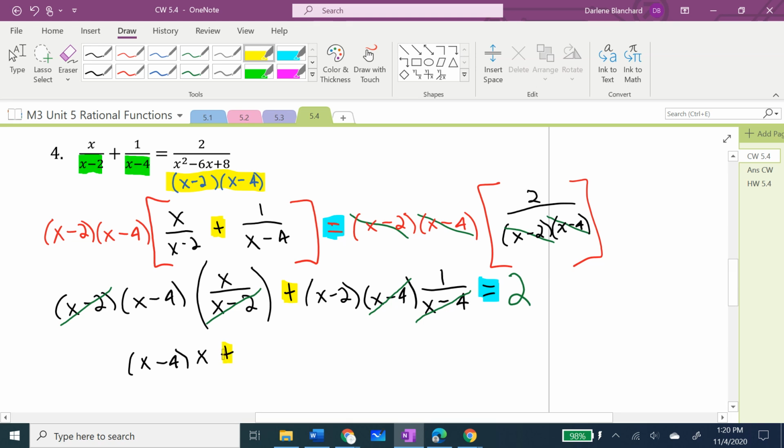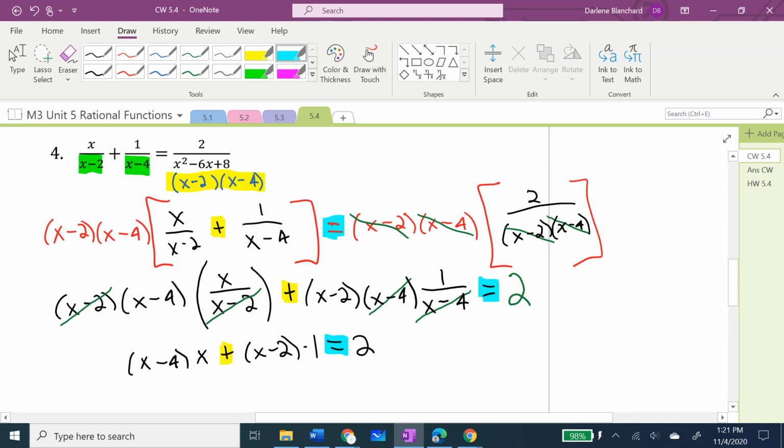At this point, I have x minus 4 times the x that's in that numerator, and then that plus sign, and x minus 2 times 1. And I'm just going to over-exaggerate that. And then my equal sign and 2.